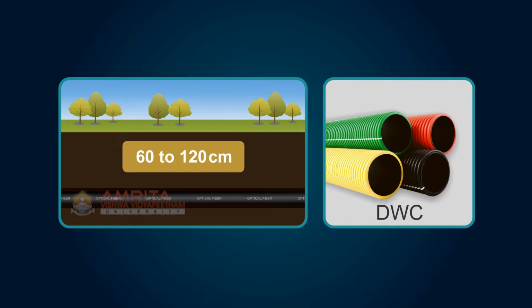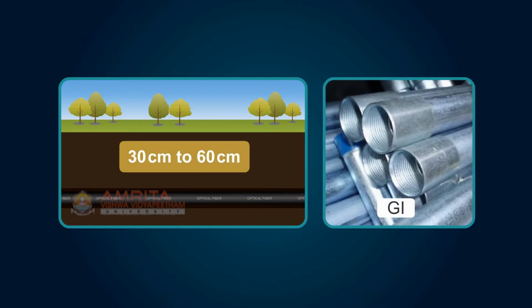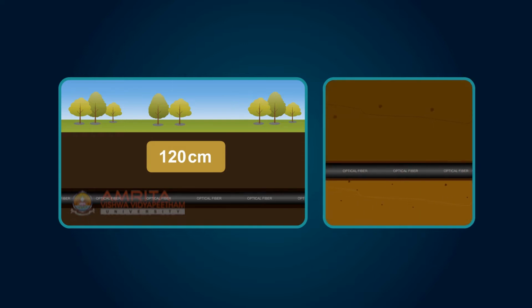If the depth of the trench is between 30 to 60 centimeters, GI pipes with concrete PCC are used to protect the cables. For trenches deeper than 120 centimeters, the cables can be laid without protection.